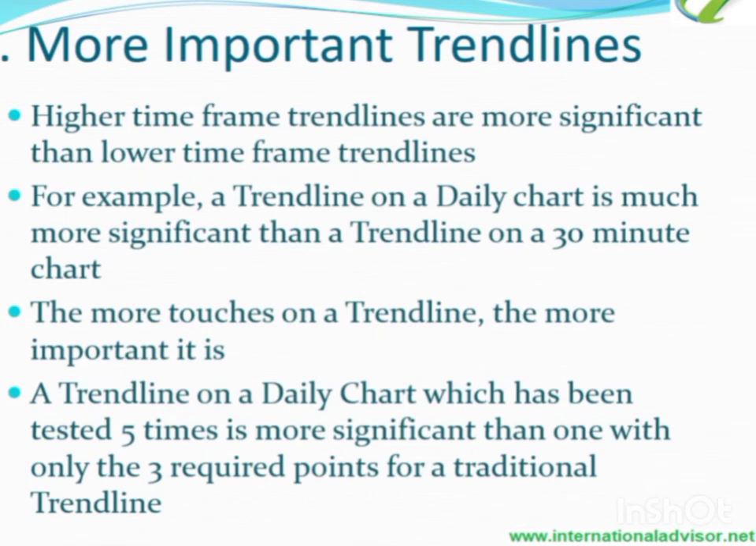Higher time frame trend lines are more significant than lower time frame trend lines. For example, a trend line on a daily chart is much more significant than a trend line on a 30-minute chart. The more touches on a trend line, the more important it is, because a trend line on a daily chart which has been tested 5 times is more significant than one with the 3 required points for a traditional trend line.